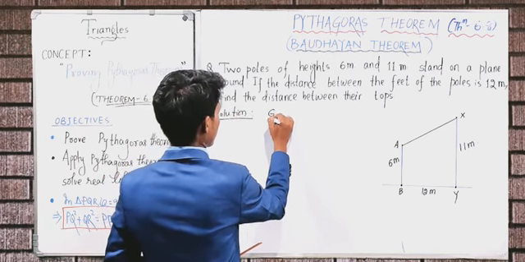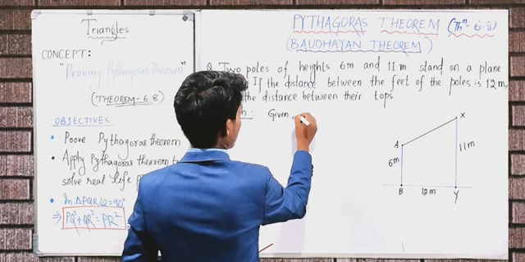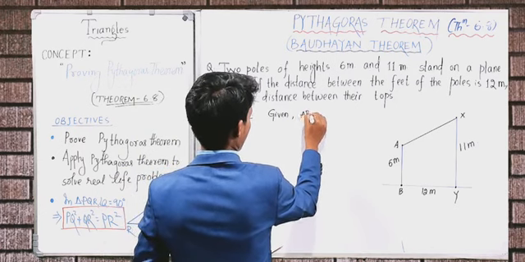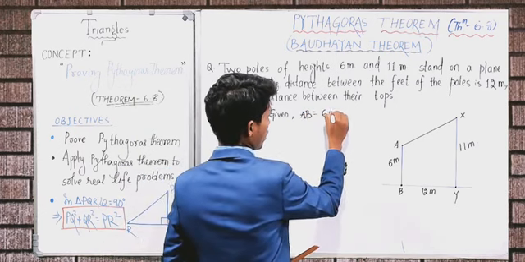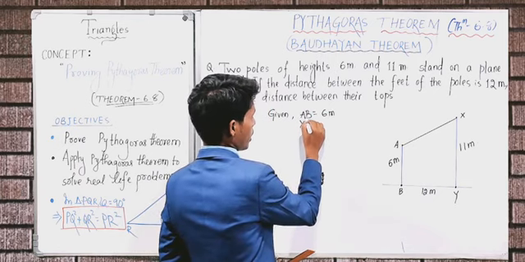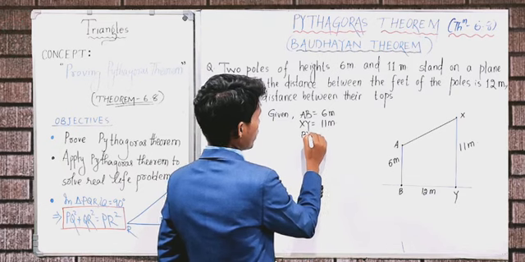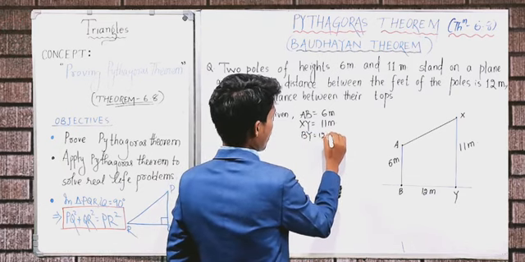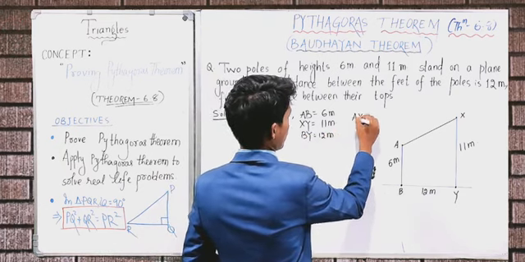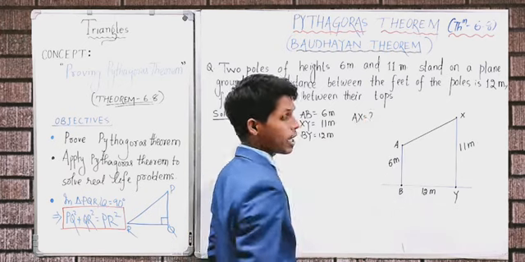So it is given AB equal to 6 meter, next XY is equal to 11 meter and BY is 12 meter, and it is asked what is the length AX, or what is the distance between A and X.